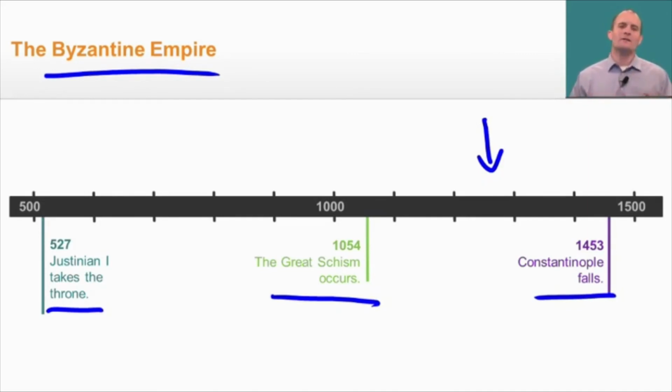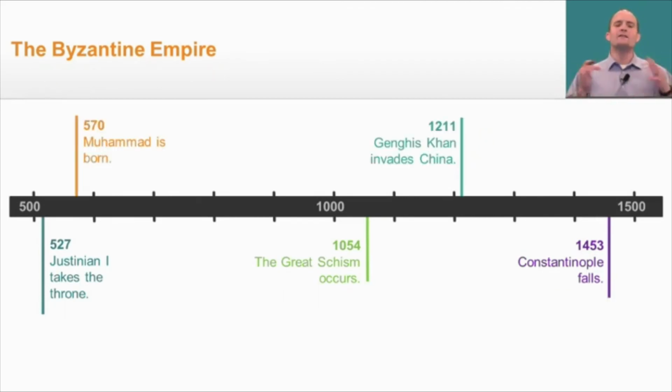But we don't want to live in a historical bubble, and let's see what was going on in the rest of the world. In 570, Muhammad is born, and in 1211, Genghis Khan invades China. So whenever we talk about events or whenever you're studying history, always keep in the back of your mind what else is going on in the world during this time period.